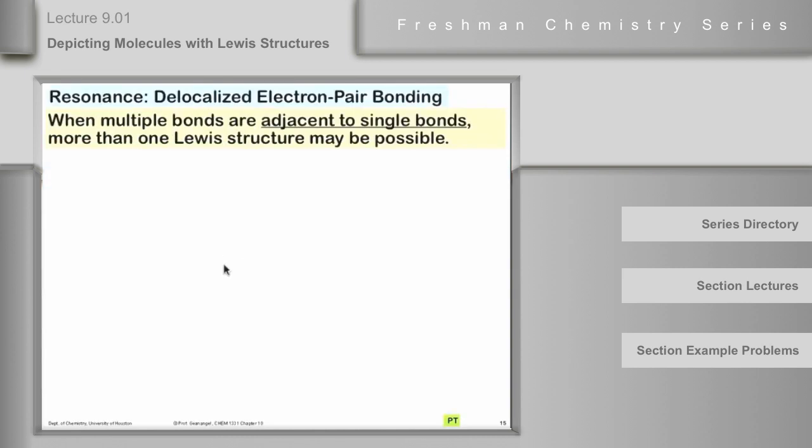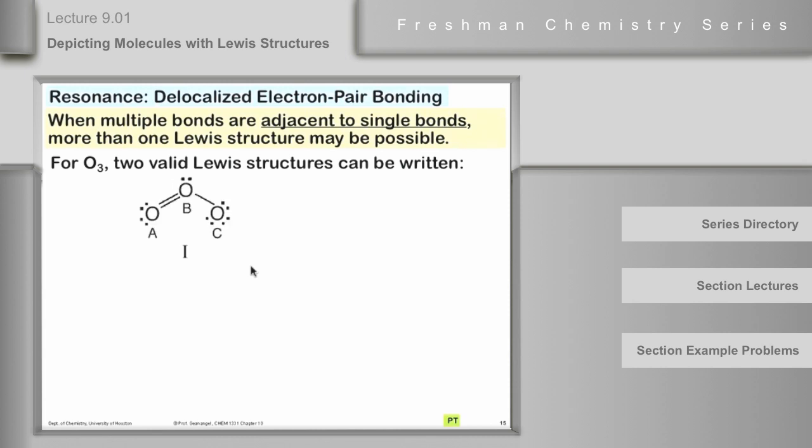Let's go back to ozone. If you remember, in the case of ozone, we had an oxygen-oxygen single bond and an oxygen-oxygen double bond that were adjacent to one another. And there were 2 ways that that could be written depending on which external oxygen you picked.